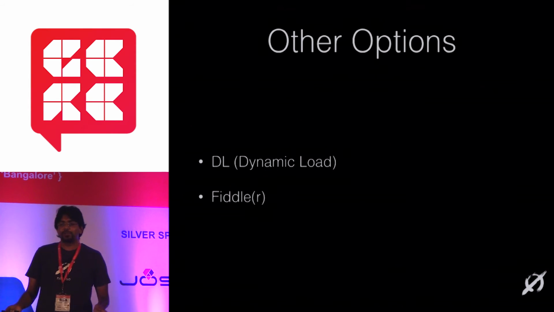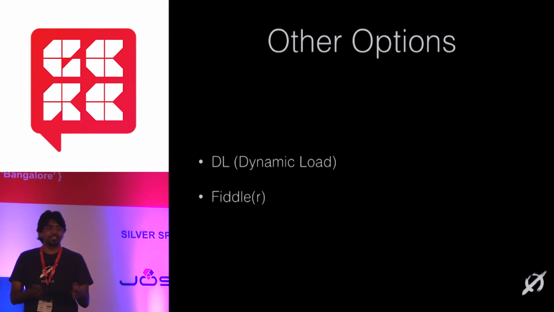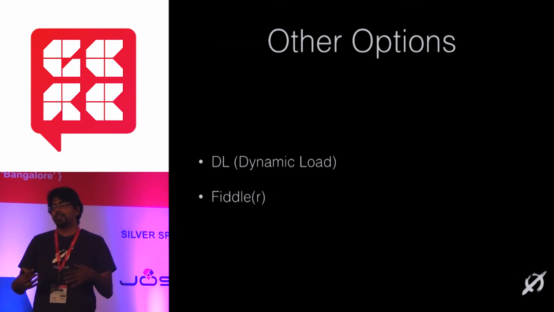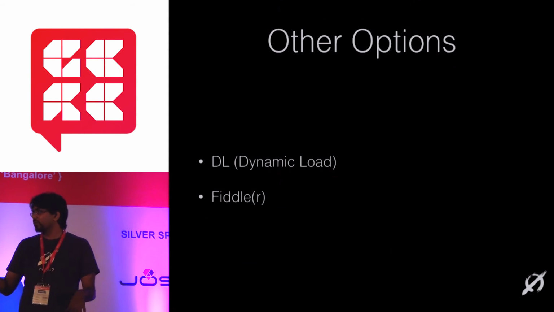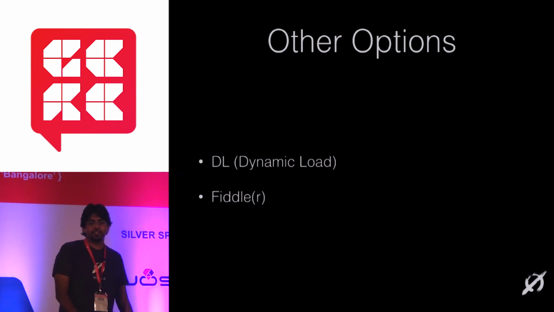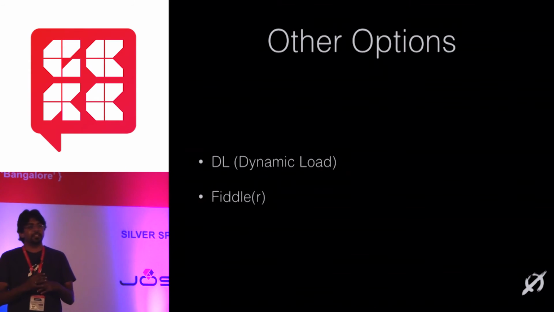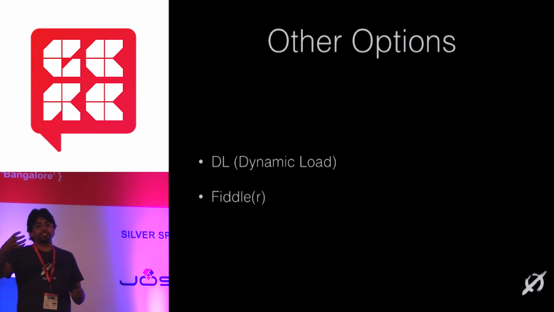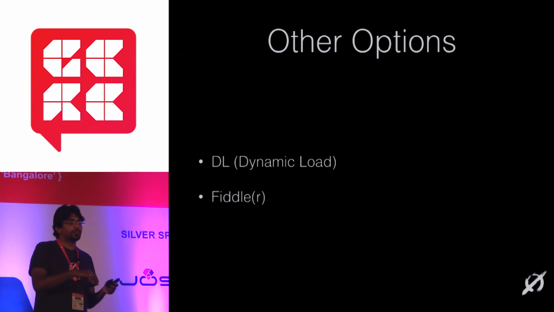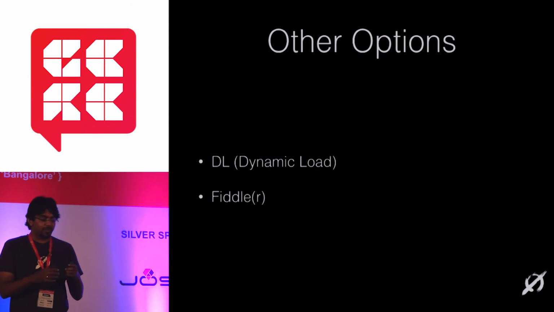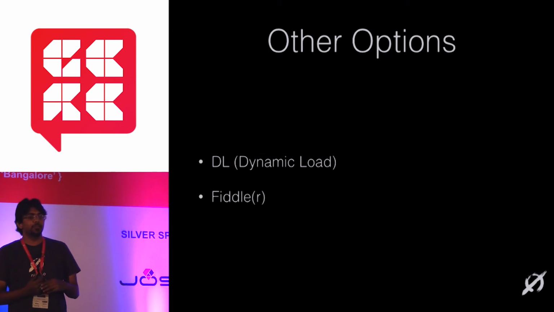There are other options as well. Ruby has no shortage of ways to include native things. I think an old one, which has been around for a long time, is dynamic load. That is basically the port of C's dlopen into Ruby. It's been around since forever, but I've heard a lot of reports of it being really buggy.